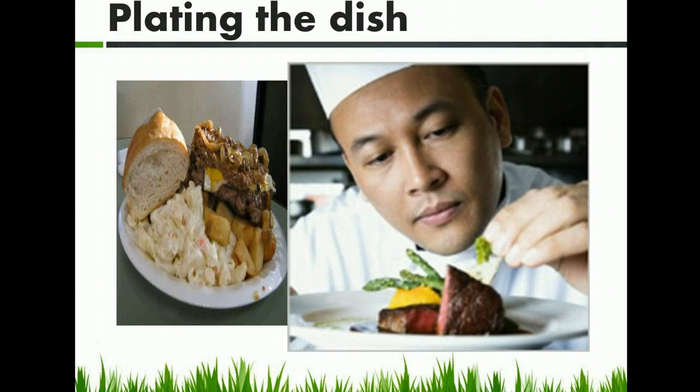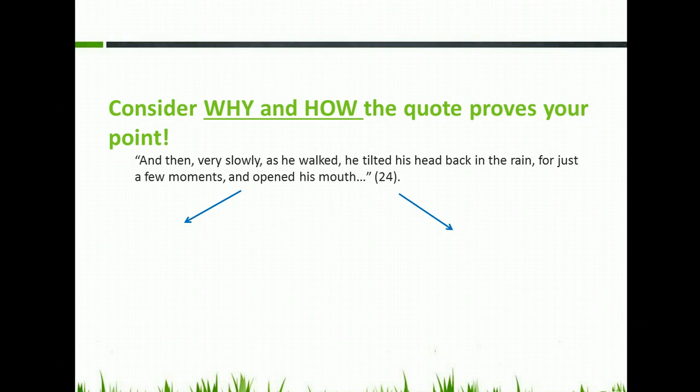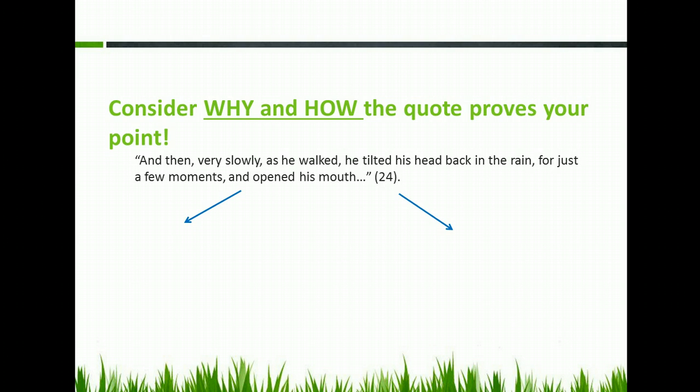Or you can have an artistic application of your quote, like this. I mean, here you can see the chef very delicately and precisely placing the last ingredient onto the plate to make sure that not only is this meal flavorful, but it's also beautiful to look at. So we're appealing to multiple senses here. So how are we going to do this with our writing?